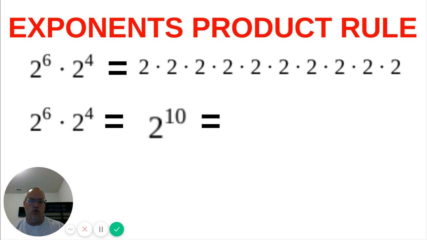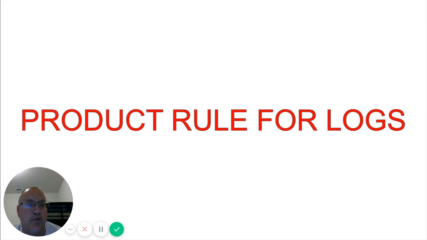The product rule of exponents basically means if I'm multiplying 2 numbers with the same base together, then I can just add their exponents instead of having to write out the 2 ten times, 2 times 2 times 2 times 2. So I want you to remember that as we talk about the product rule for logs. Logs, by the way, is short for the word logarithm.